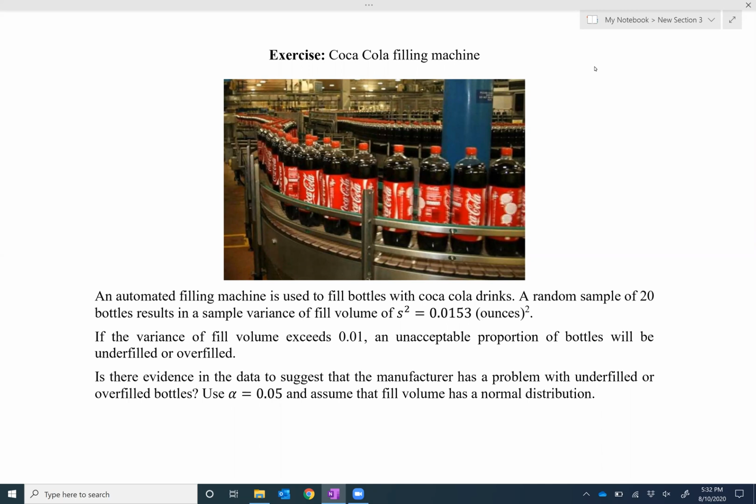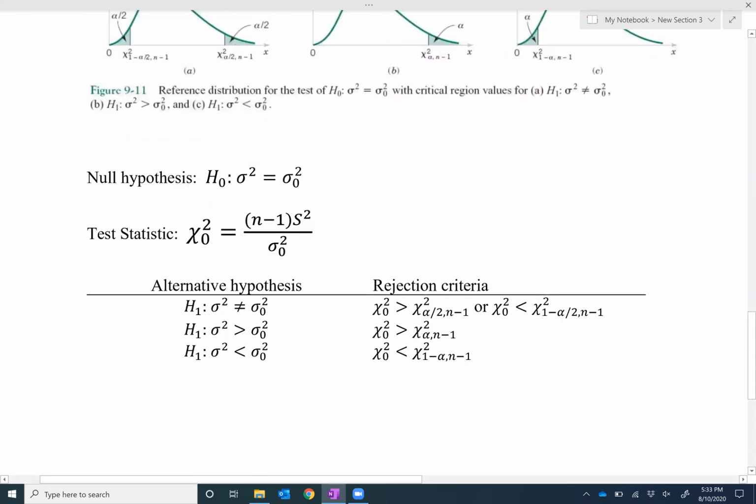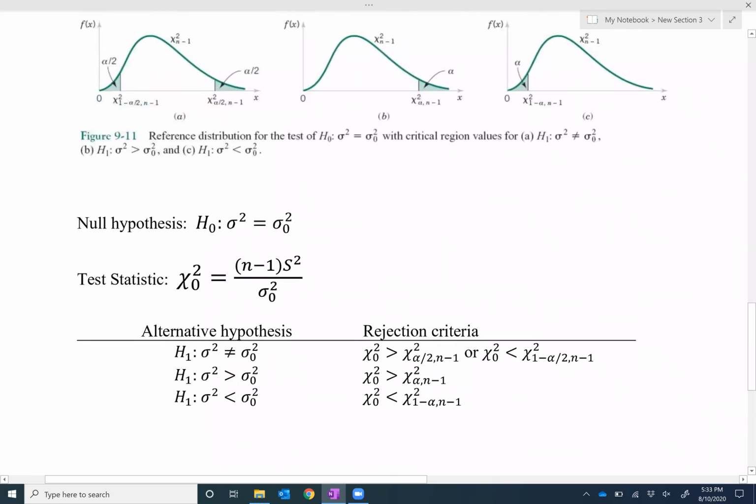Now, based on this data, you have 20 bottles. Is there evidence in the data to suggest that the manufacturer has a problem with underfilled or overfilled bottles? Use alpha equals 0.05 and assume the fill volume has a normal distribution. If the fill volume is normal and you take the sample and get the variance, then the variance will follow a chi-square distribution. We're going to use the chi-square distribution.